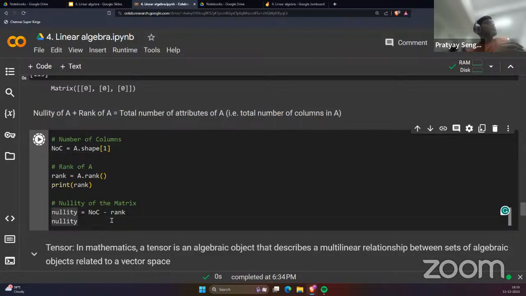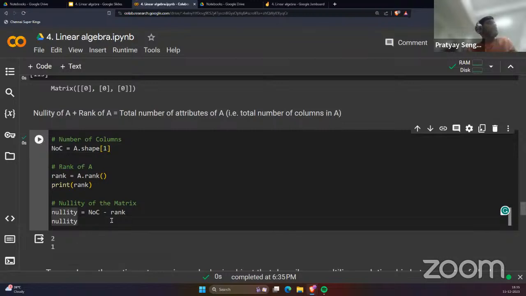So nullity also you can count in this fashion. So what is the nullity? It is the number of possibilities for that. So if you have rank is 2 and total shape is 3, so if you do the subtraction, you will get that the nullity is 1.